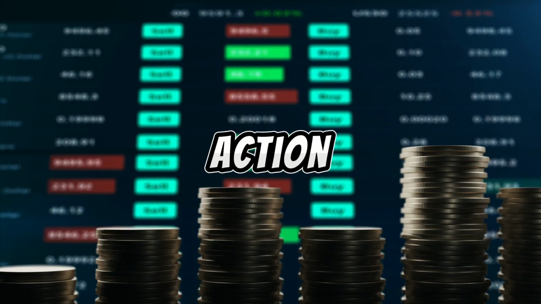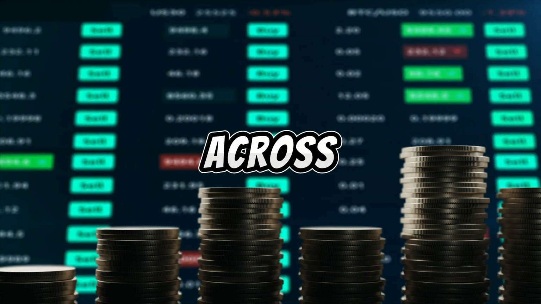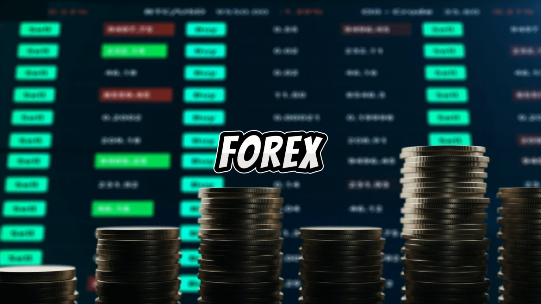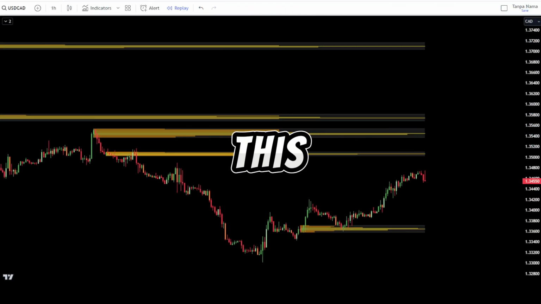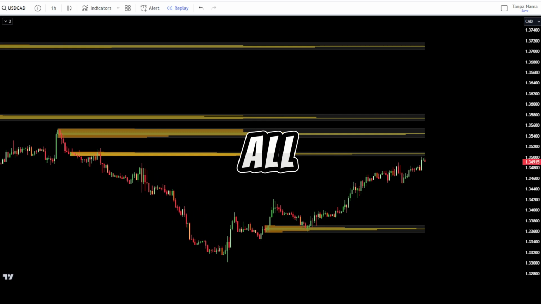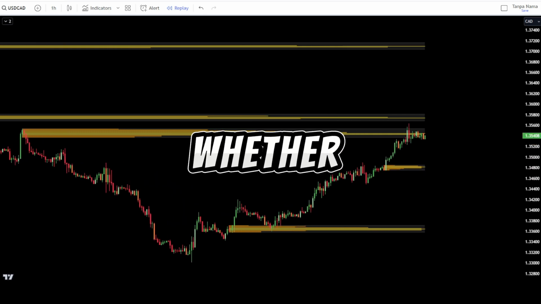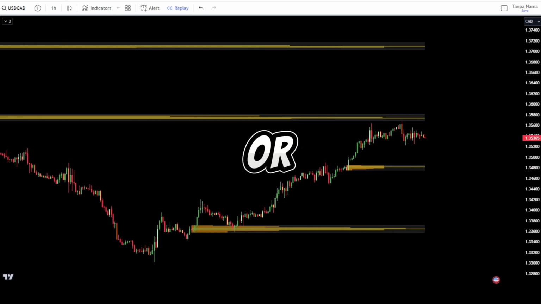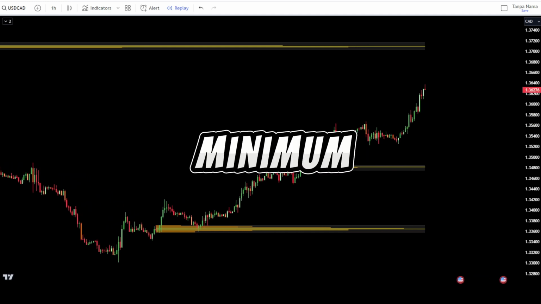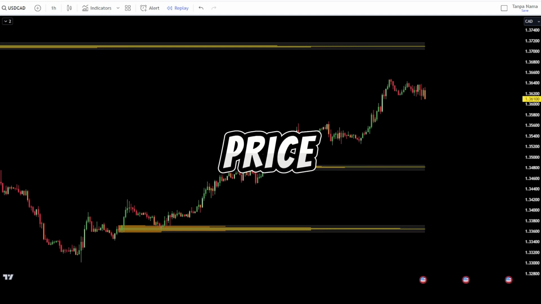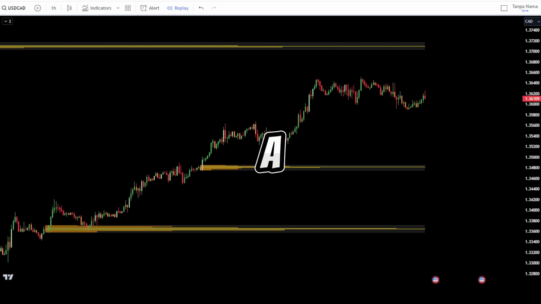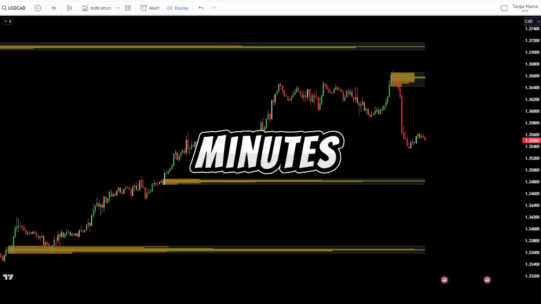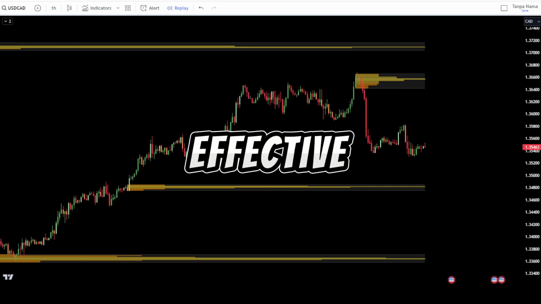This price action trading strategy can be applied across various markets, including Forex, cryptocurrency, stocks, and futures. This trading strategy is suitable for all types of trading approaches, whether you're into scalping, day trading, or swing trading. The minimum time frame for applying this price action trading strategy is 15 minutes. If you use a chart with a time frame below 15 minutes, this strategy may not be as effective.